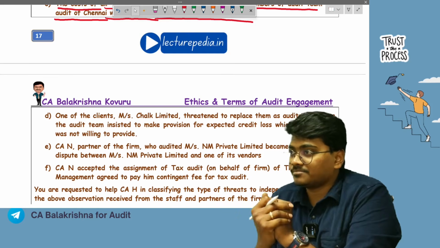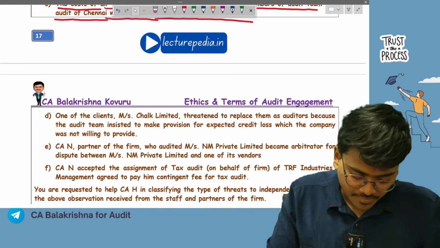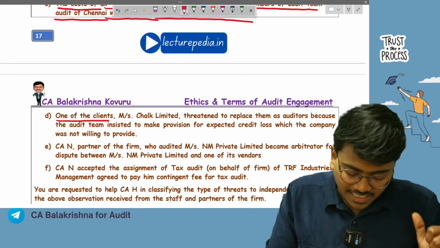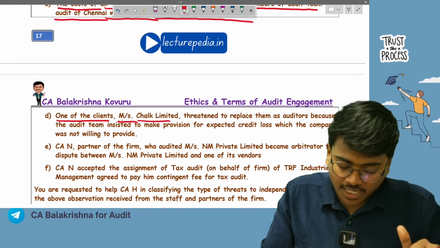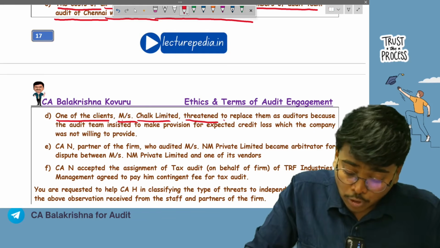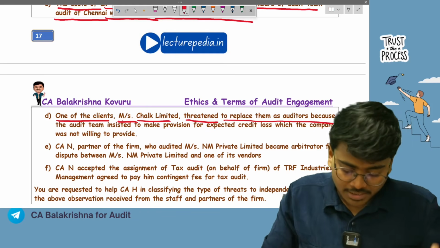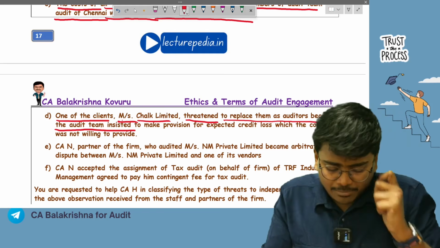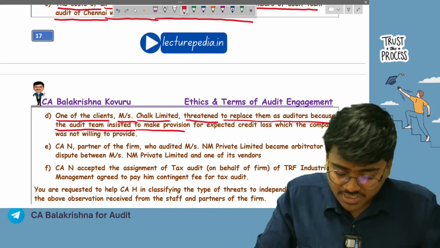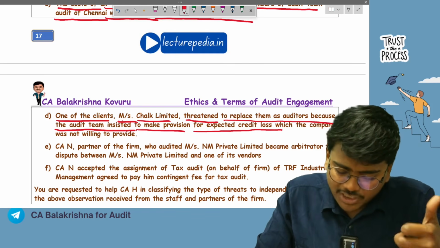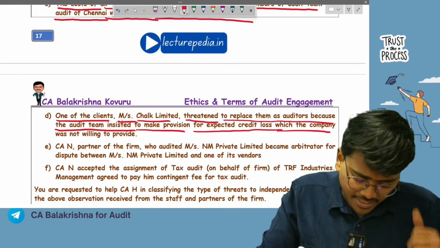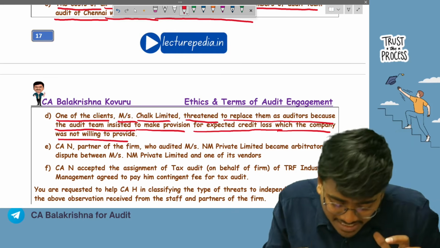Next, one of the clients, Mrs. Chalk Limited, threatened to replace them as auditors because the audit team insisted to make provision for expected credit loss, which the company was not willing to provide.